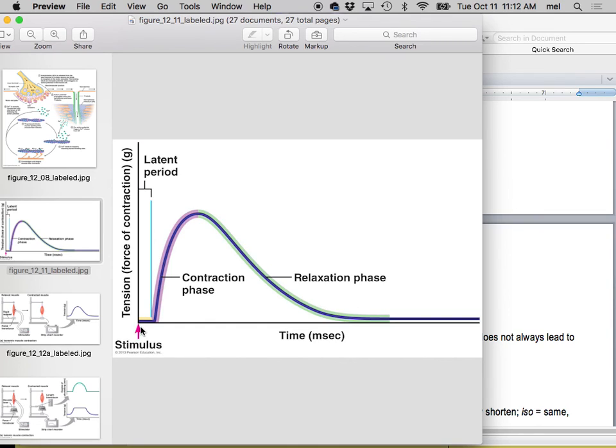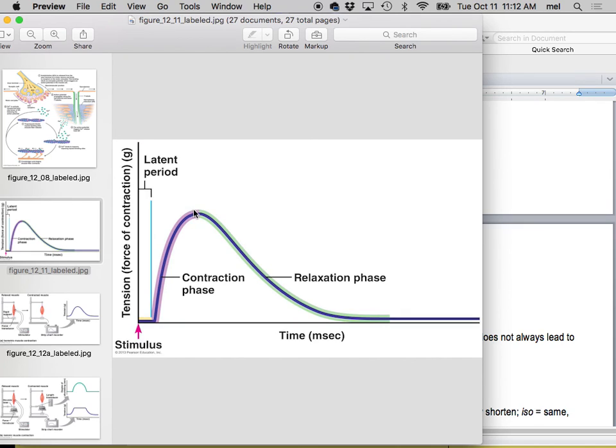All of that before I've even formed a crossbridge, right? And now I form my first crossbridge and start a power stroke. As I form my first crossbridge and start a power stroke, I'm about right here. What is happening during the contraction phase? Crossbridge cycling, crossbridge cycling, crossbridge cycling. As long as you have ATP, it's going to be happening.